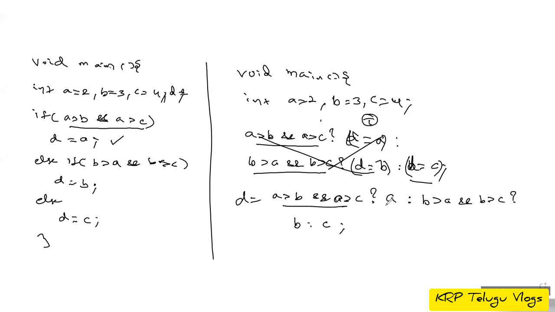So for this one, this is the true part, and the entire thing is the false part. For this one, this is the true part and this is the false part. Is that clear? Understood? Yes, sir. Okay, so this is how we can write code to find out the greatest number among 3 numbers using ternary.